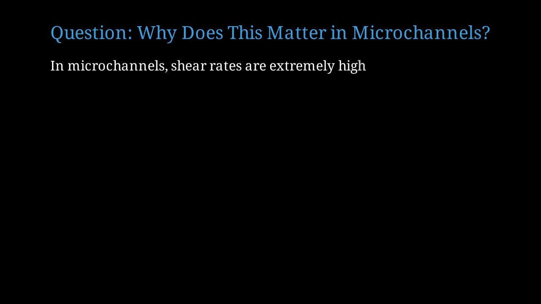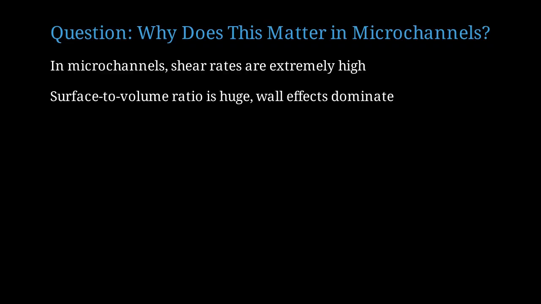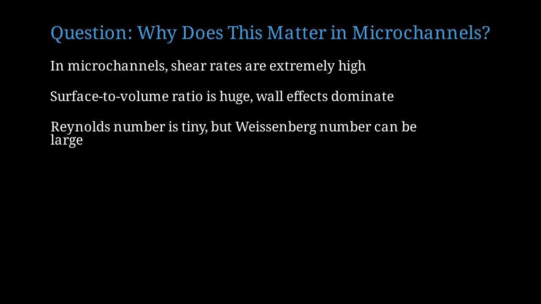First, in microchannels with dimensions of 10 to 100 micrometers, shear rates can reach thousands to tens of thousands per second. This is where non-Newtonian effects become dominant. Second, the surface-to-volume ratio is enormous. Wall effects dominate over bulk effects. The fluid near the wall experiences maximum shear. Third, while the Reynolds number is typically very small, meaning no turbulence, the Weissenberg number can be large for viscoelastic fluids, leading to elastic instabilities. The Weissenberg number is Wi equals lambda times gamma dot. It compares elastic forces to viscous forces.